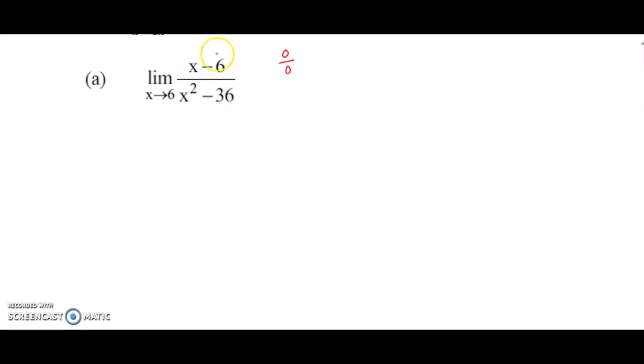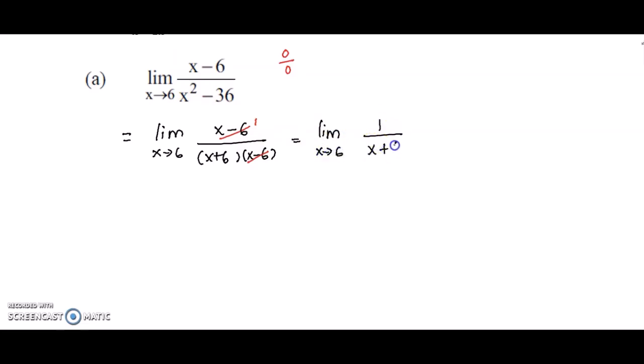So we only deal with the factorization. We can see that in our function, x squared minus 36 can be factorized as x plus 6 multiplied by x minus 6. So once you have this, you can see that the x minus 6 can be cancelled off and we have a 1 on top. So now you rewrite the limit again, you will have this 1 over x plus 6. So now you can just substitute the 6 inside.